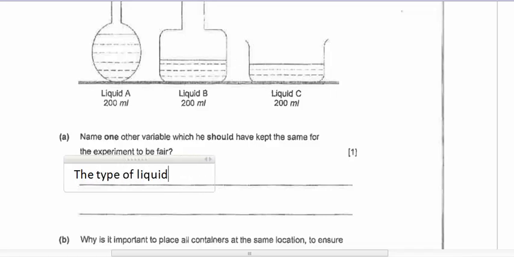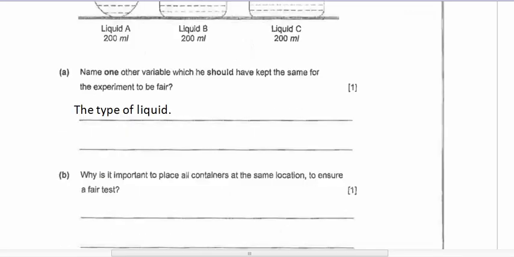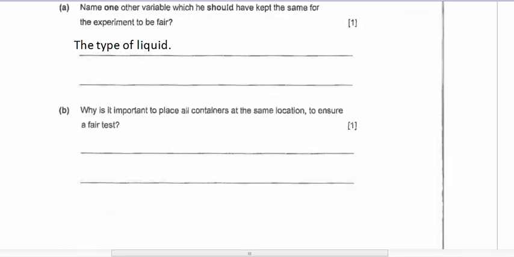The type of liquid is the variable that he should have kept the same. Alright, now why is it important to place all containers at the same location to ensure a fair test? So why do we need to put it at the same location? Well, so that I can keep the variables the same, because same location means my heat and my wind will most likely be the same.